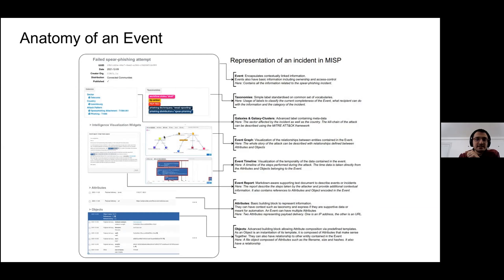It's basically the event graph, so viewing the relationships between the entities, the timeline that uses the time component of these entities to create a timeline, and also all event reports that were created on this event. And last but not least, the actual data. So a table containing all the attributes and a table containing all the objects that you have saved inside your event.